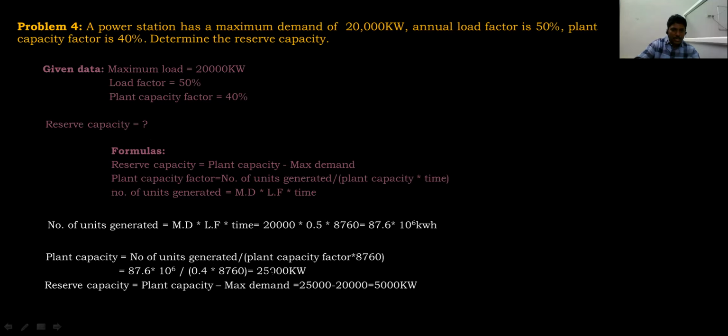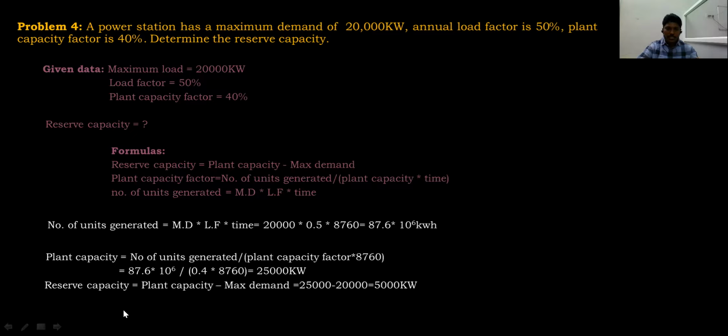Here, plant capacity factor is already given, 0.4 into 8760. Number of units generated we have derived from maximum demand. Load factor is given and time is also given. Therefore, number of units generated in a year is equal to 87.6 into 10 power 6 units. If I substitute these number of units generated in the plant capacity factor formula, we get a plant capacity of 25,000 kilowatts.